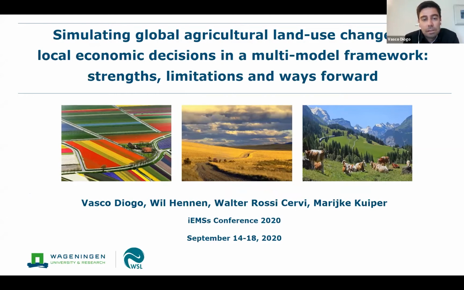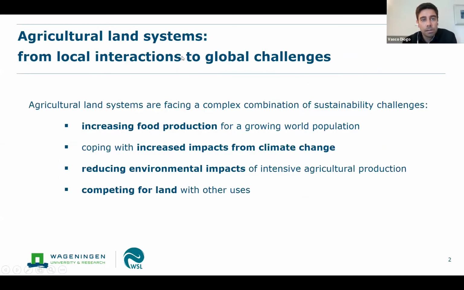Actually, in this presentation, I will show you work that I've previously developed in my previous job at Wageningen Economic Research, together with my former colleagues, in which we have developed a global agricultural land use modeling framework based on economic theory.